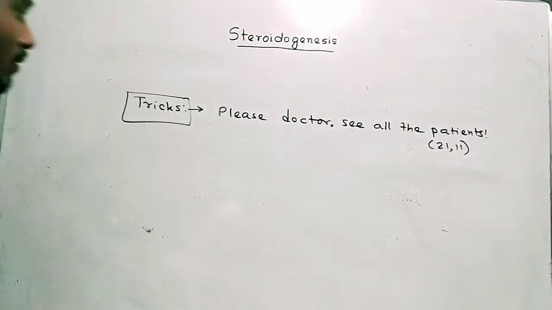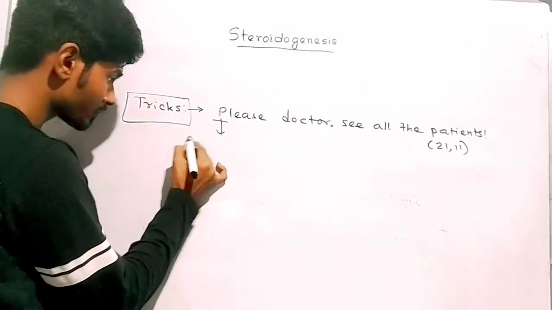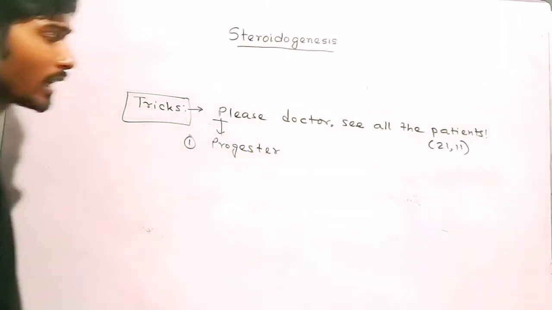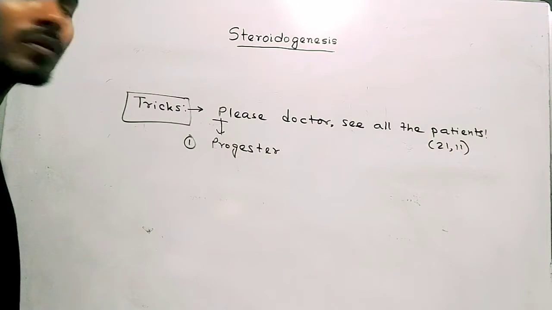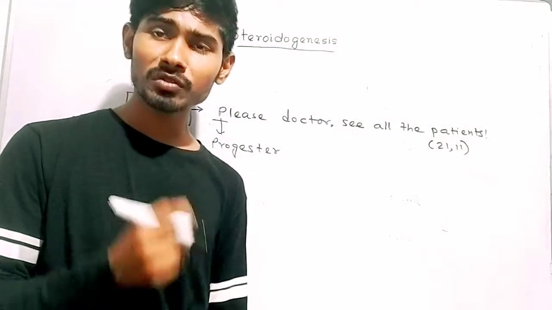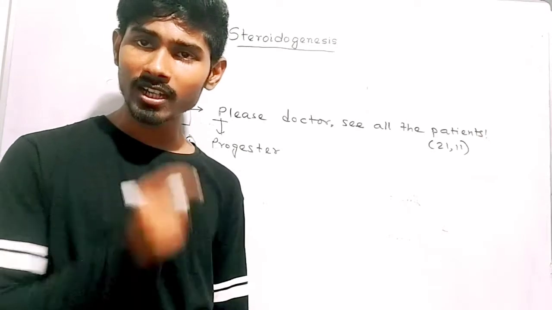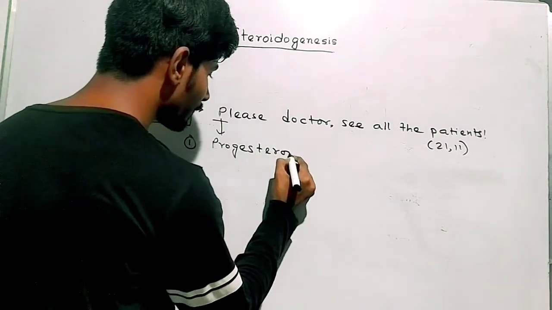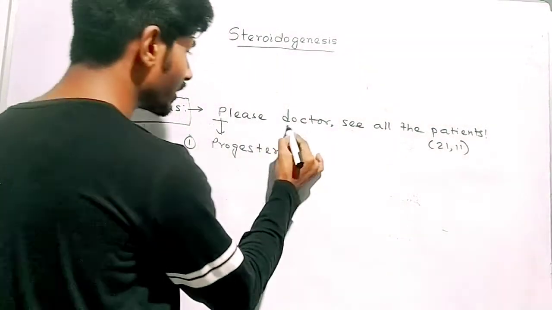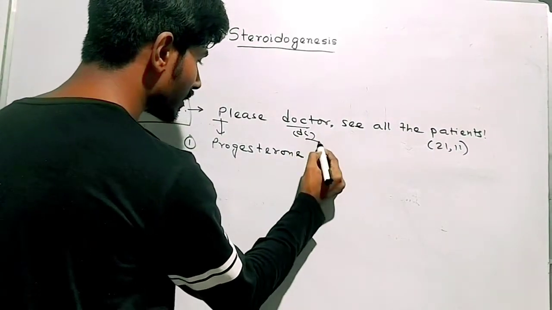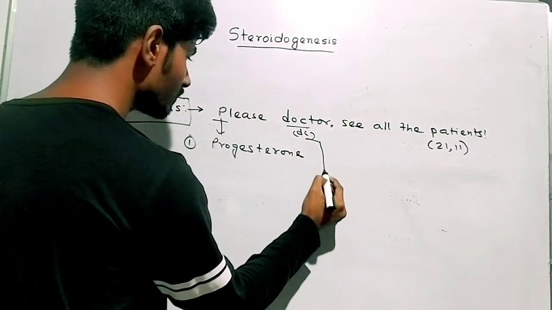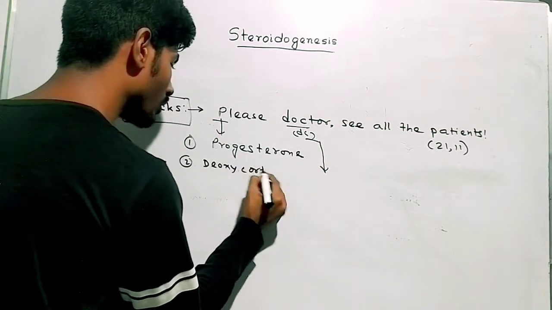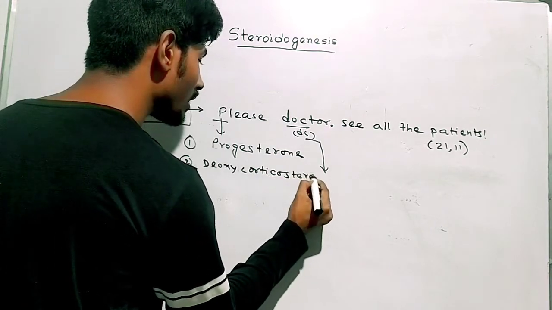Okay, so please, the first compound is progesterone. You remember that from pregnenolone we derived the progesterone by the action of the enzyme 3-beta-HSD, which means the hydroxysteroid dehydrogenase, introducing a keto group to the third position. Okay, so you can see that it is the progesterone, the first one. Then you have the doctor, that is DC, means deoxycorticosterone.